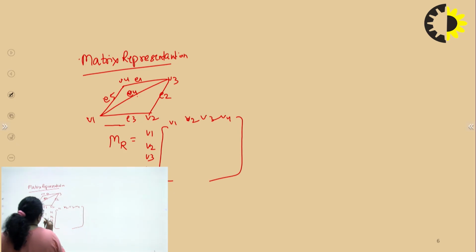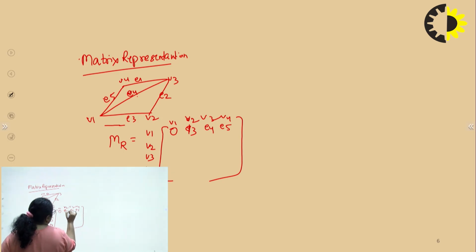Vertex representation. Now, do we have any edge between V1 and V1? No. V1, V1, no, 0. V1, V2? Yes. E3 is the edge we are having. V1, V3? Yes. E4 edge we are having. And V1, V4? Yes. E5 edge we are having. So again, we will put 1 if we are having an edge and 0 otherwise.